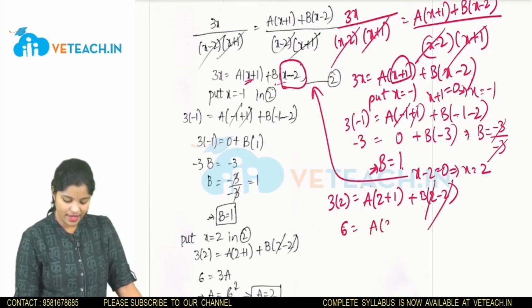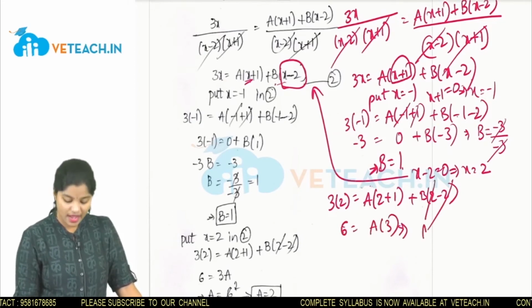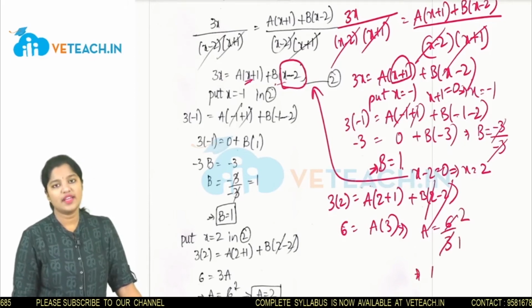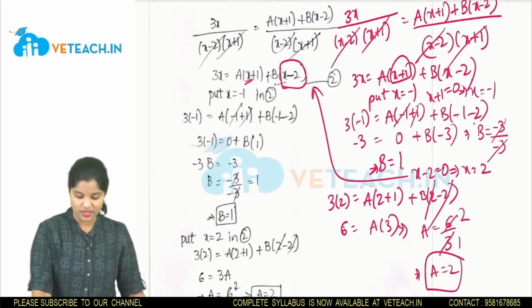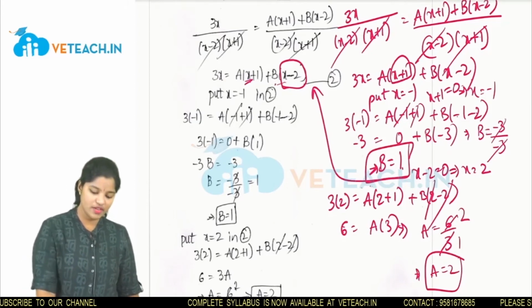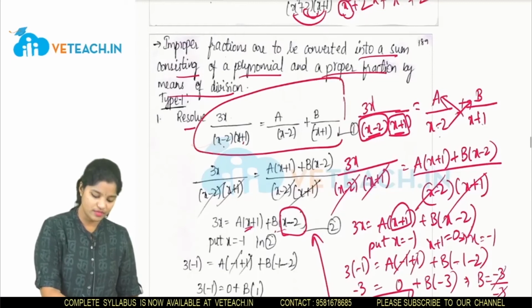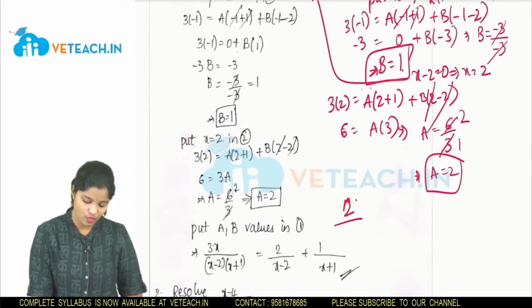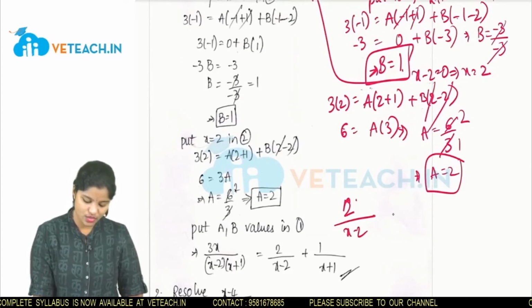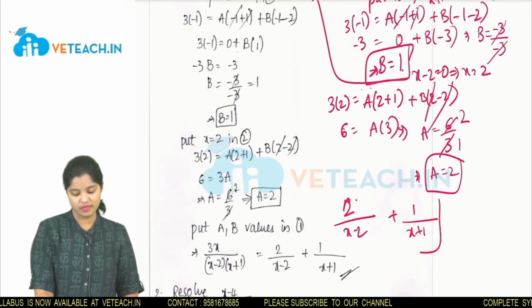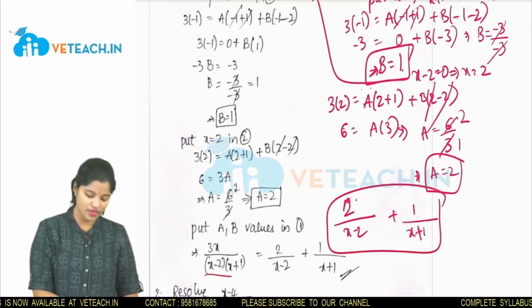6 is equal to a into 3. That implies a is equal to 6 by 3. So we are getting a value as 2 here. So we got a value, we got b value. Now substitute that in our main equation here. So substitute it. What we are getting? A means 2 by x minus 2 plus b is equal to 1 by x plus 1. So this is our final solution for this term.